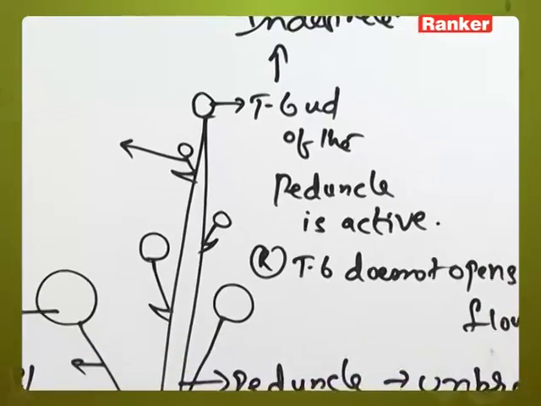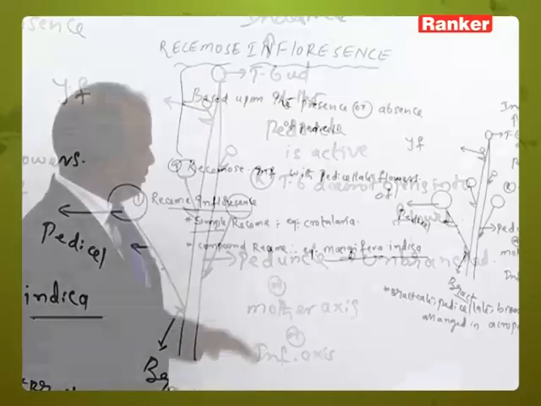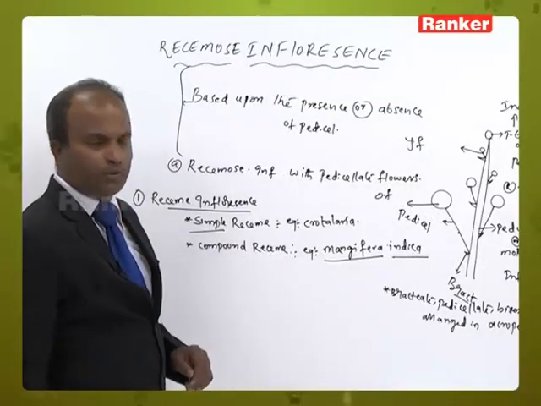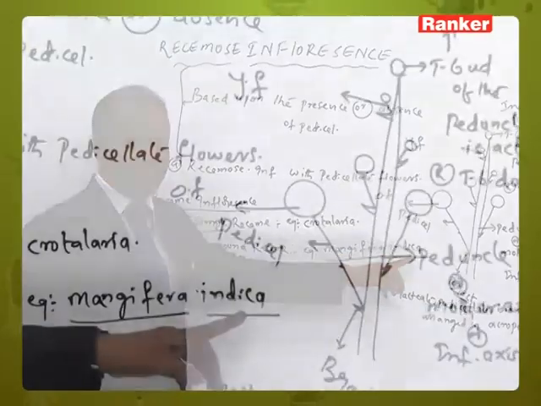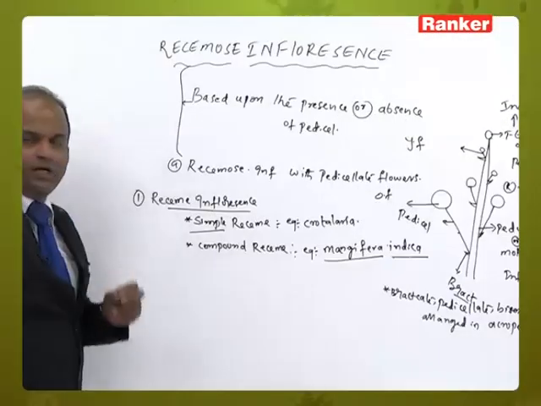This is about simple raceme. Simple raceme example is nothing but Crotalaria. And next goes to compound raceme, that is nothing but Mangifera indica.